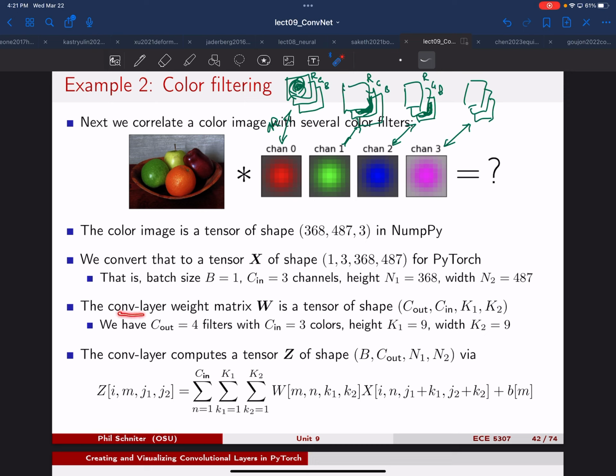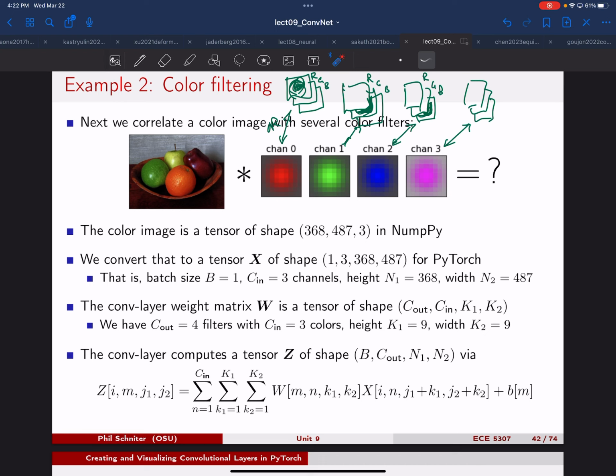Okay, so then the convolution layer weight matrix is a tensor of this shape. Number of output channels is 4. Number of input channels is 3. K1 by K2 is just, you can almost count the number of pixels here. It's going to be 9 by 9. Each of these is a 9 by 9 kernel. And finally, this is the same equation that we saw on the previous slide that explains how the outputs are computed based on the input image and this weight tensor. And yes, there's a bias, but in this case, our bias is just going to be 0 because we're not going to add anything.